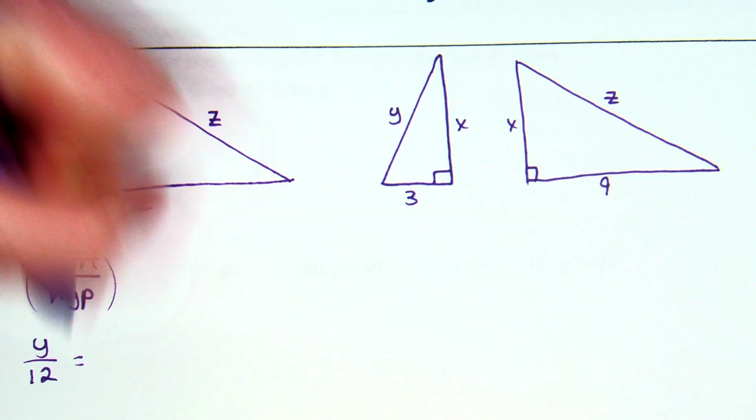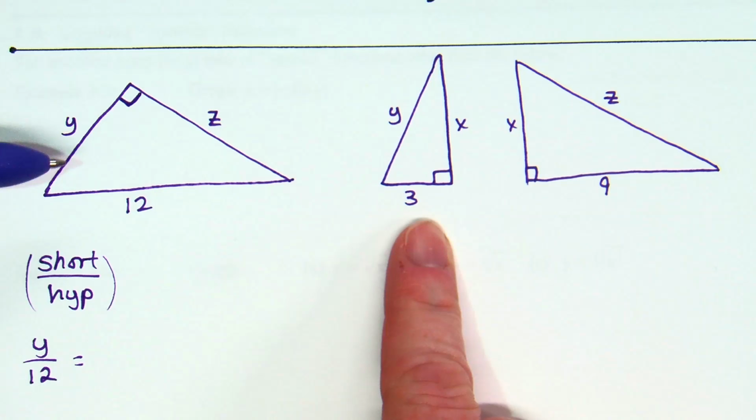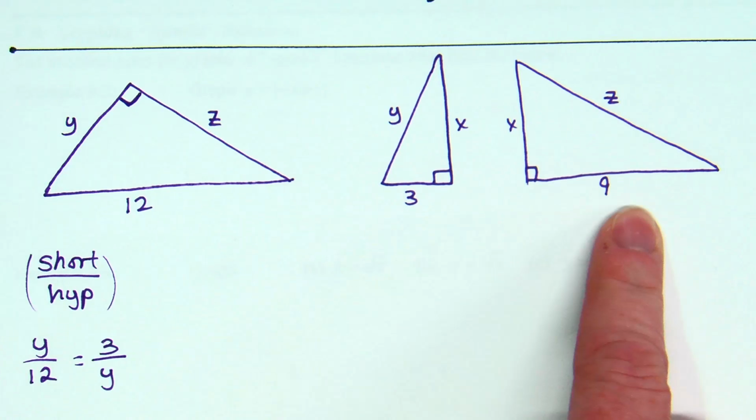Okay, so I have y over 12 from one of the triangles, right? It's the really big one. If you do the smallest triangle, it's 3 over y. And what about the middle triangle? If we're doing short leg over hypotenuse, it is x over z. I didn't do very good about making my short legs the shorter legs.